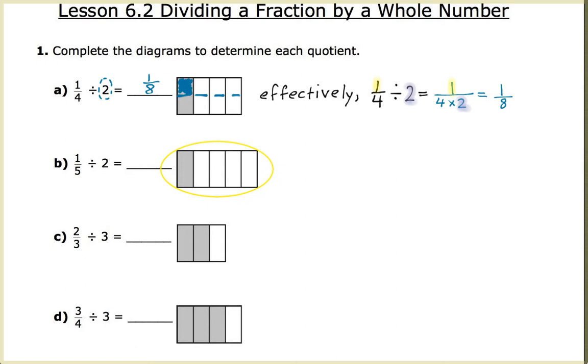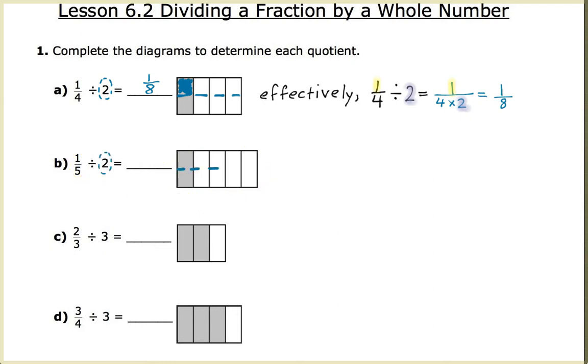So now in the next one, we are doing 1/5 divided by 2. So this diagram is representing 1/5. We've got 5 parts that the whole is divided up into, and only one of those parts is shaded in out of the 5.